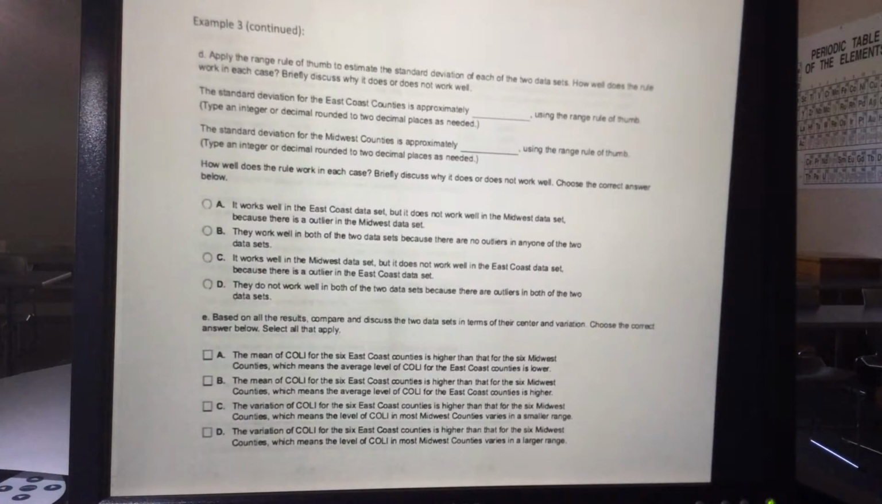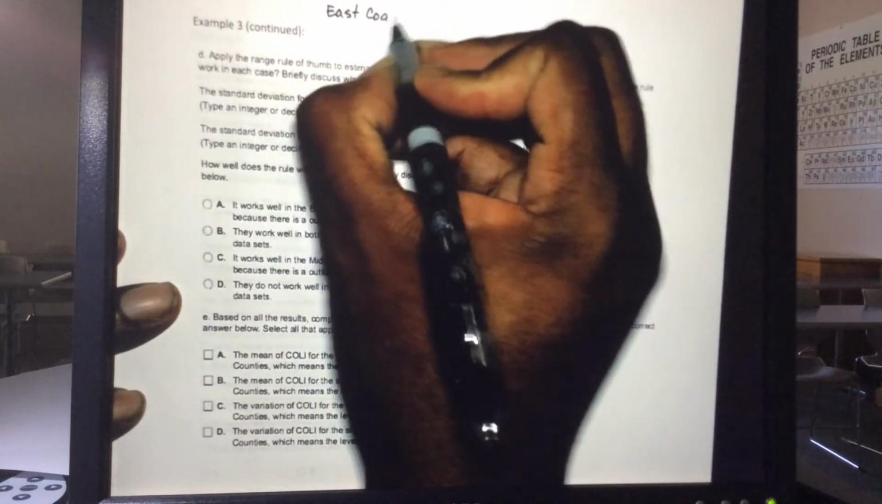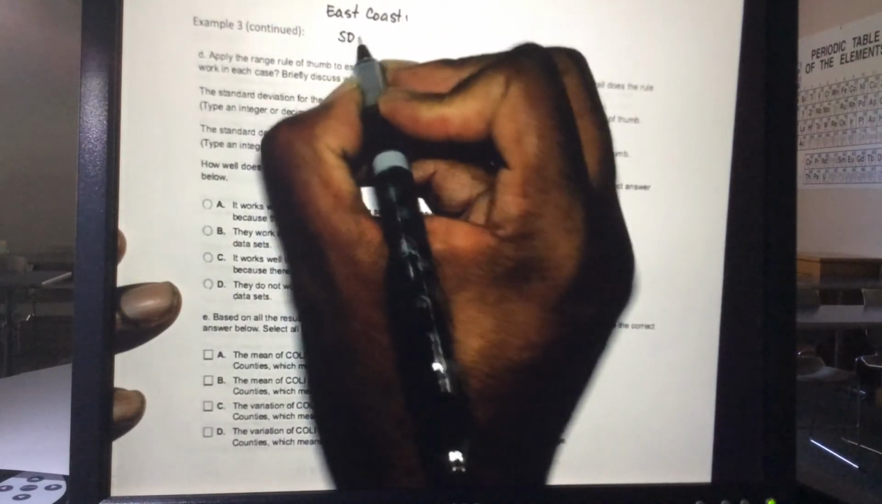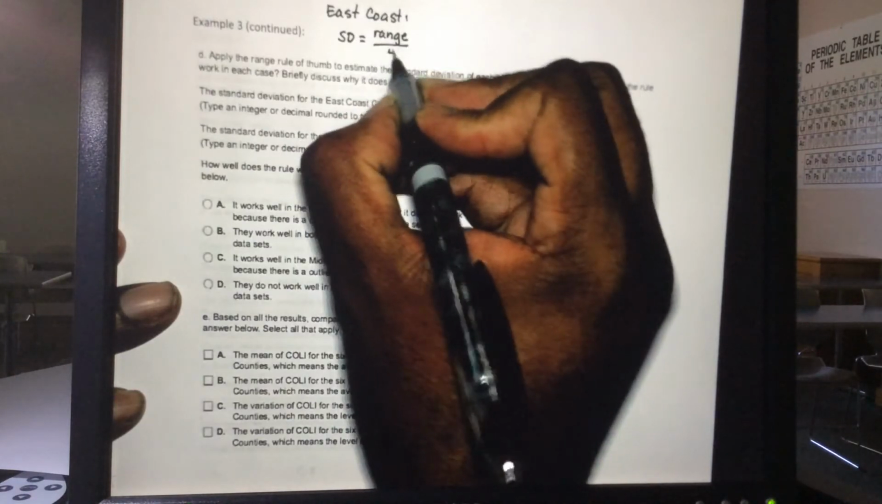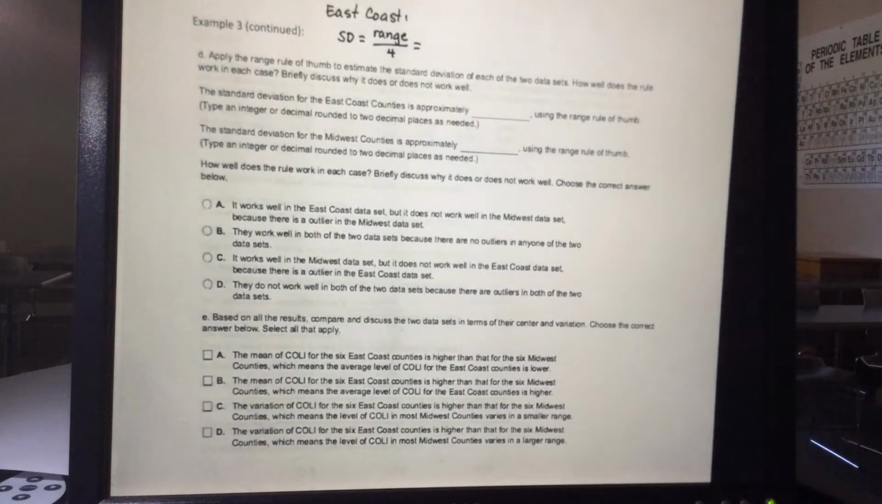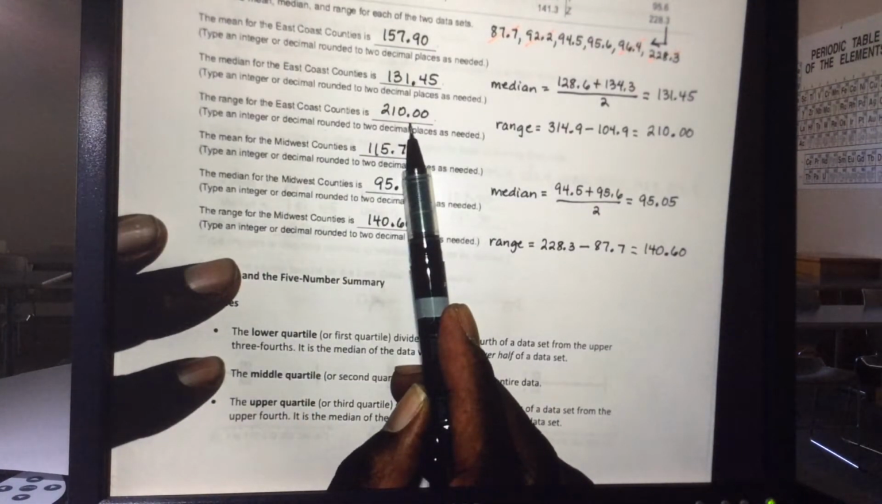Okay, the standard deviation for your East Coast counties. Now I'm going to have to do this at the top because I didn't provide it. Well, let's do it at the top. And I'm going to abbreviate SD for the standard deviation. That's going to be the range divided by 4. Well, the range for your East Coast counties, guess what? We've already found that. So I'm going to go back here to find example 3A. Here it is. The range for your East Coast counties, that's 210.